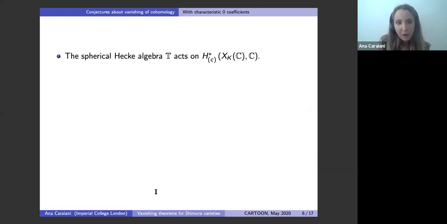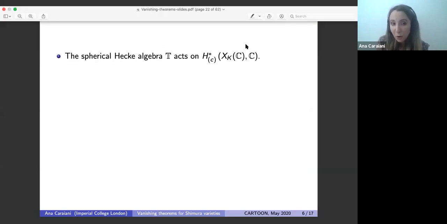All right. So one thing that we're interested in when it comes to Shimura varieties is understanding their, say, singular cohomology. So you can look at the underlying complex manifold, and you can look at their either usual or compactly supported cohomology with characteristic zero coefficients.